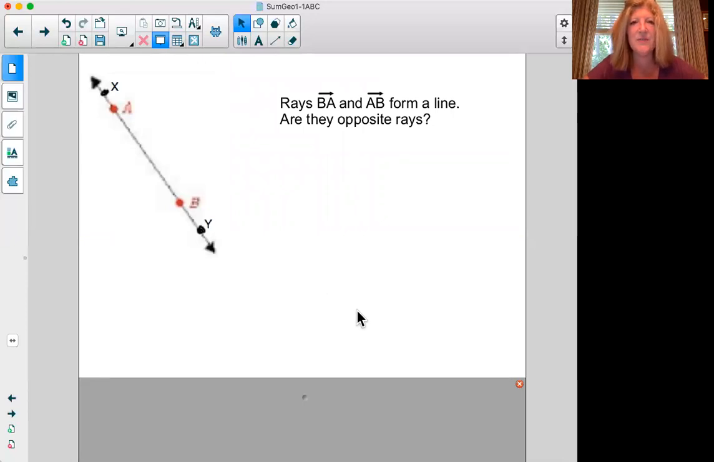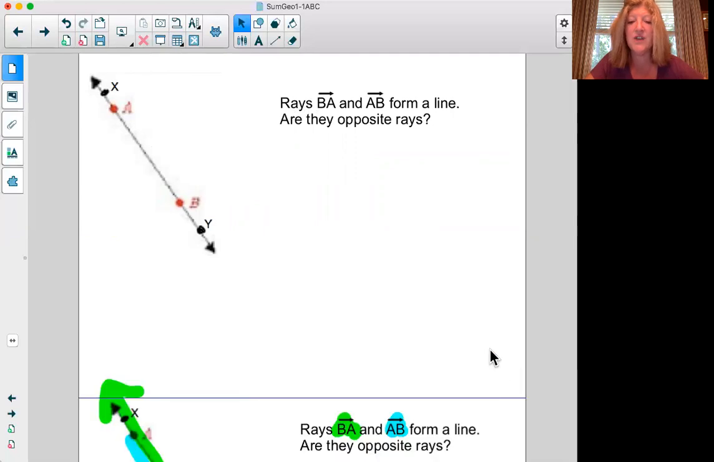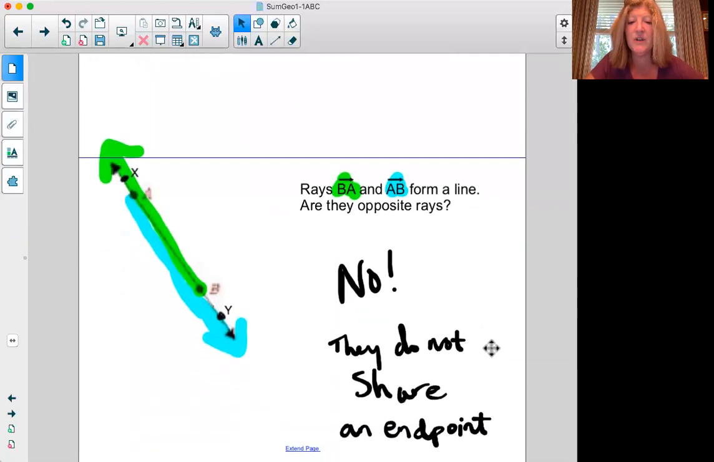All right, let's answer this question. Pause and decide yes or no, and then press play for the answer. Ray BA, so endpoint B going through A, and AB. Well, together they would form a line, but they do not share the same endpoint. And we know that in order to be opposite rays, you have to share the same endpoint and together form a line. You have to meet both those criteria. And so these are not opposite rays.